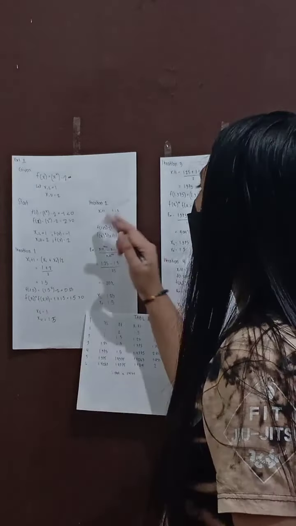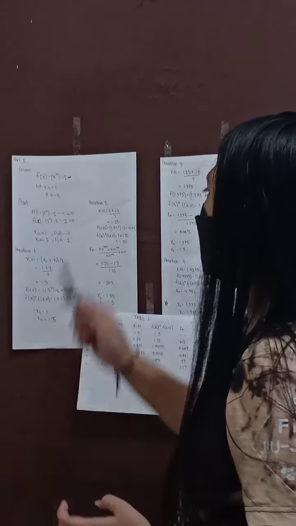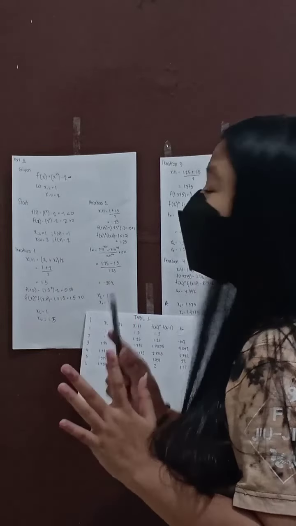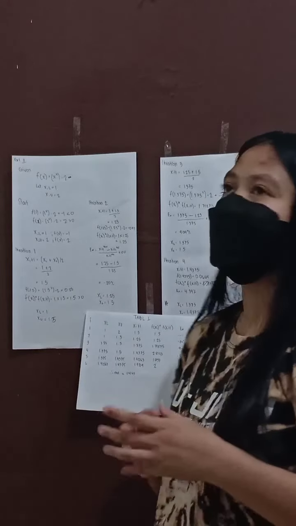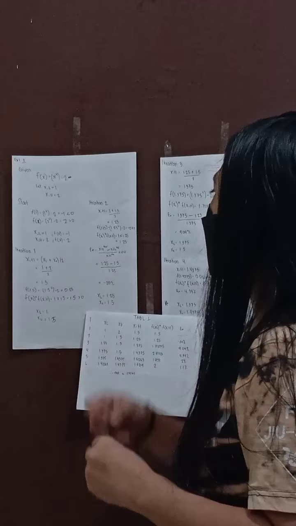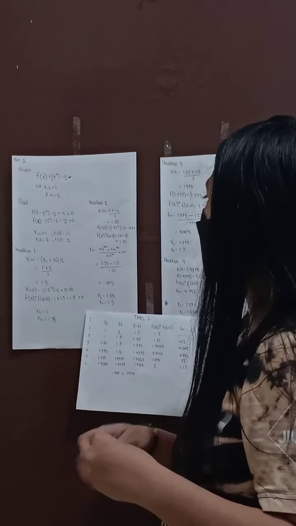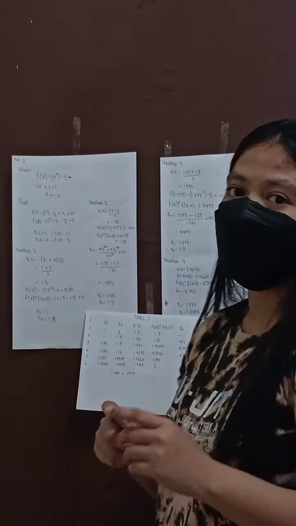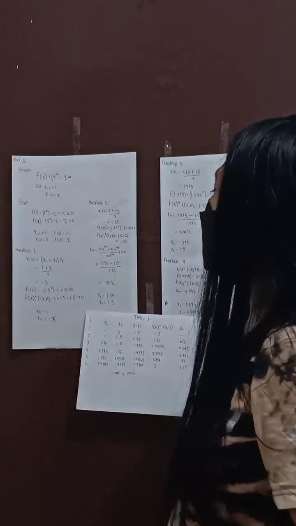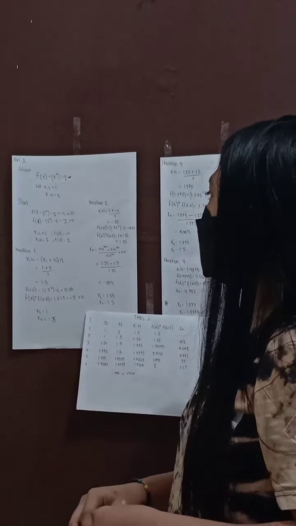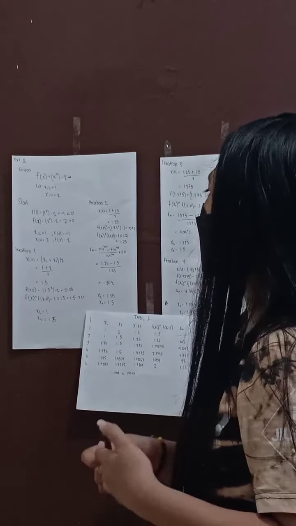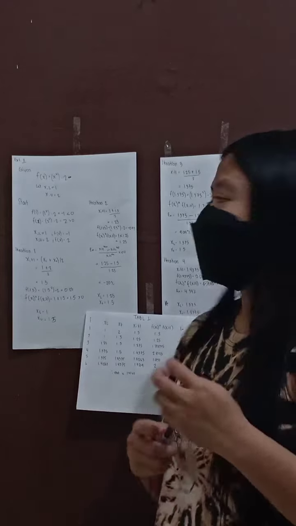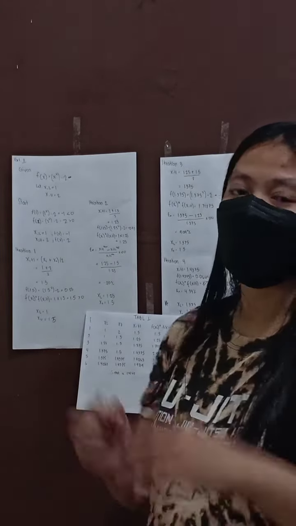Iteration 2, same process as iteration 1. So xi plus 1 equals (1 plus 1.5) over 2 equals 1.25. And f(x) equals 1.25 squared minus 2 equals negative 0.43. So f(xl) times f(xi plus 1) equals 1 times 1.25 equals 1.25.